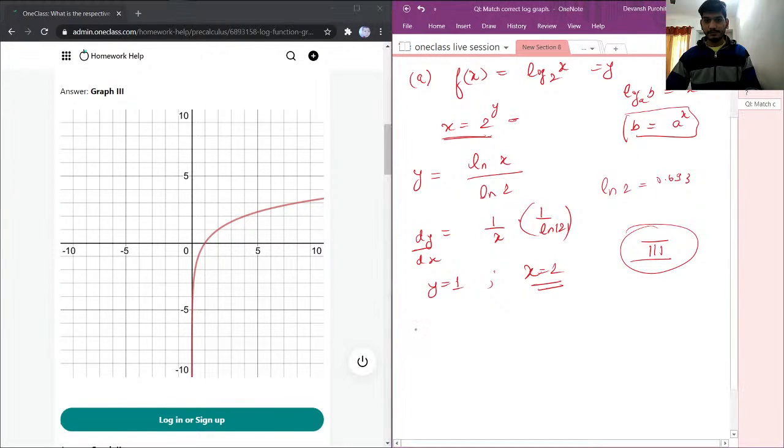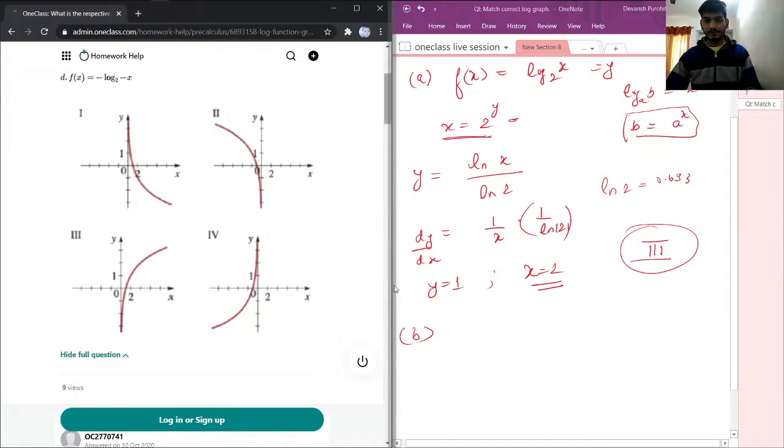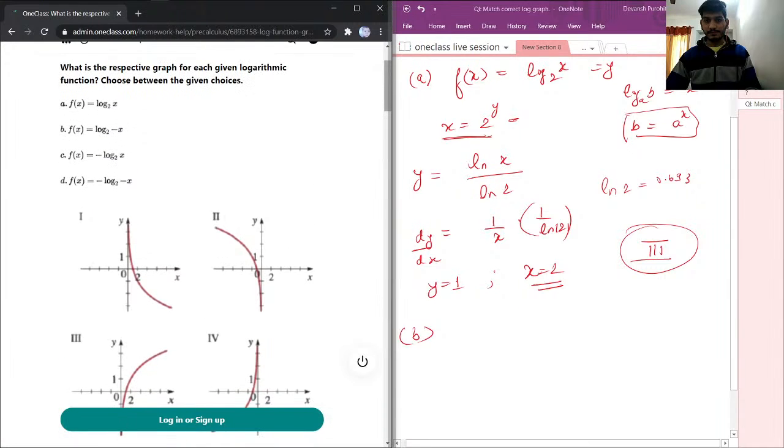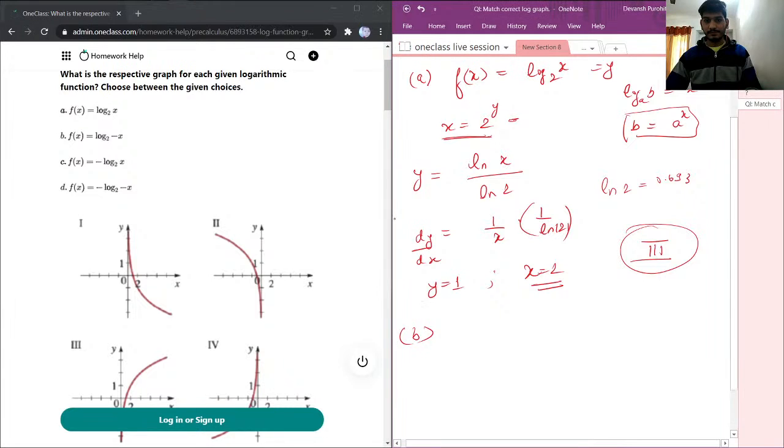Now we'll go for graph number B. So for different problems, we need to follow different kinds of approaches. For this particular problem, first we are going to convert the log base, and then we are going to find the slope. We'll see whether the slope comes out to be negative or positive. Then we'll just put the value of y as 1, and then we'll see if we get negative or positive value for x.